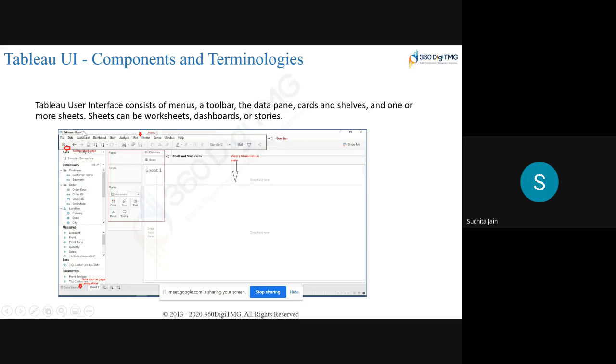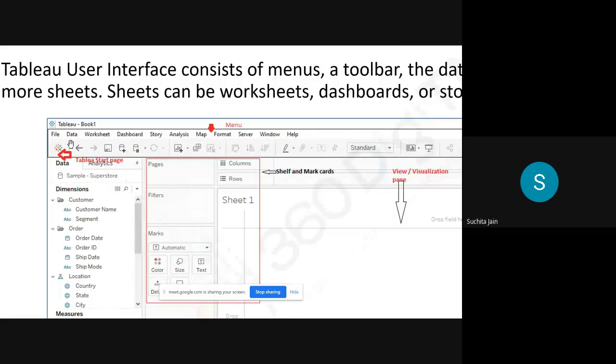On the top, you can see this is your menu bar. Like any other software, it has File, Data, Worksheet, Dashboard, Story, Analysis, Map. All these have different options.